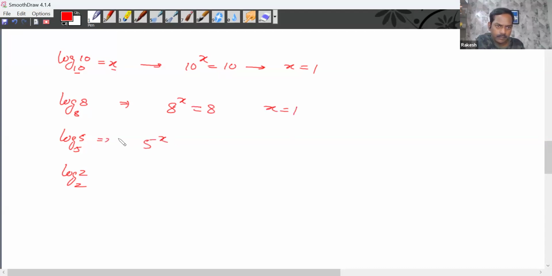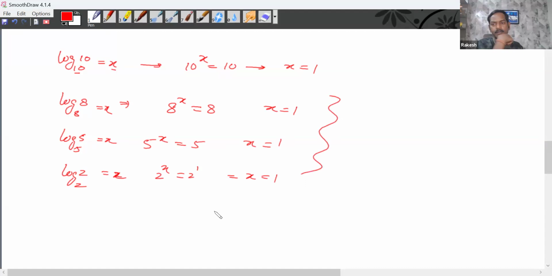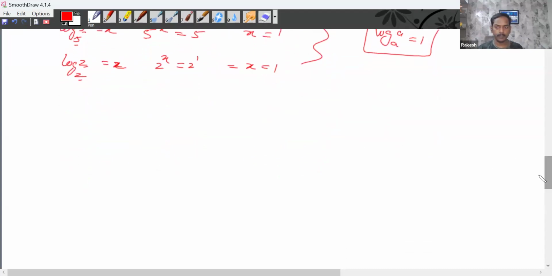5 to the power x is equal to 5. So I will be getting the value of x to be 1. 2 to the power x is equal to 2. So I am getting the value of x to be 1. Every time I am getting the value of x to be 1. And if you observe them, you'll be getting the log of something is equal to the base of that log. So we'll make a rule, or the end result, that log of a with base a is nothing but equal to 1. Good enough, right? Okay. So this is one thing which you should be remembering.